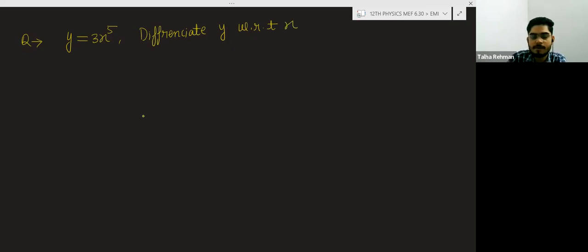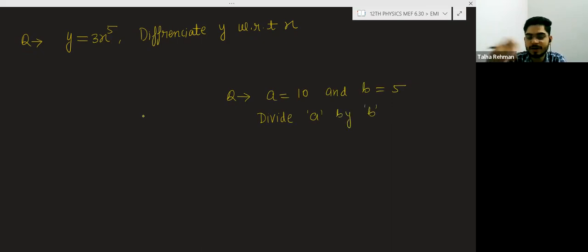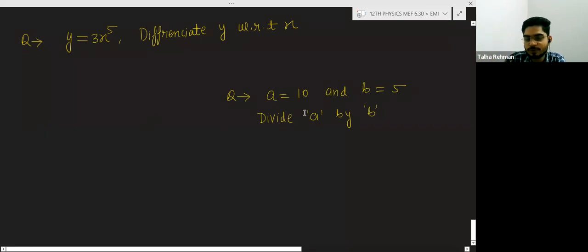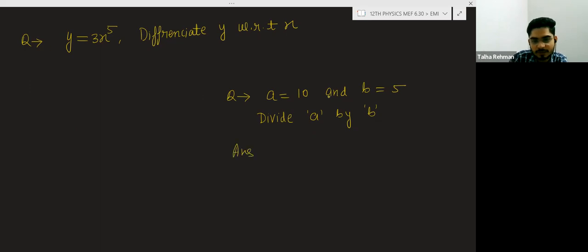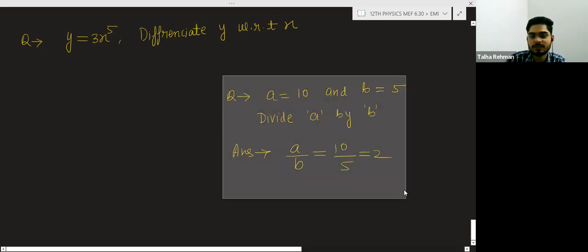Suppose one thing more. Suppose I am saying here a is equal to 10 and b is equal to 5. If I say divide a by b, I think this is easy for you, and the other will be difficult for you. This is algebra and this is calculus. Here, you simply divide a by b. A is 10, b is 5, this is 2, and this is finished.